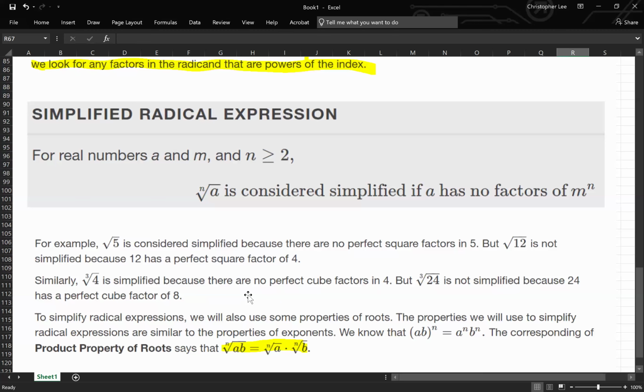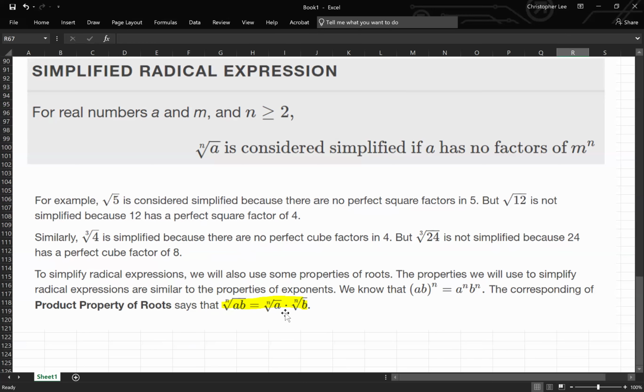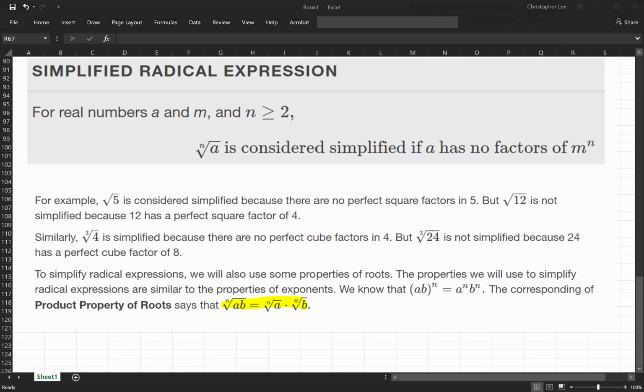We know that (a times b) to the n power is equal to a to the n times b to the n. The corresponding product property of roots says that the nth root of a times b is equal to the nth root of a times the nth root of b. That's our special property right there. That's what we want to write down and get to know.